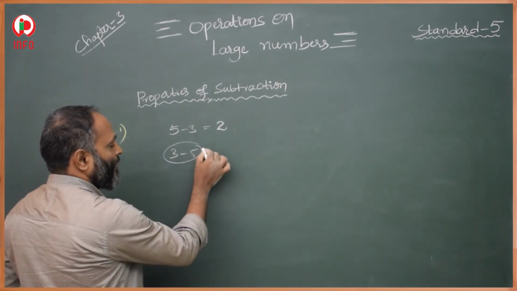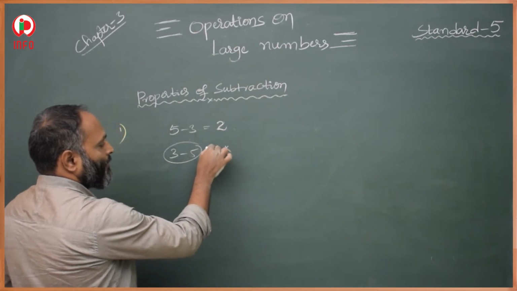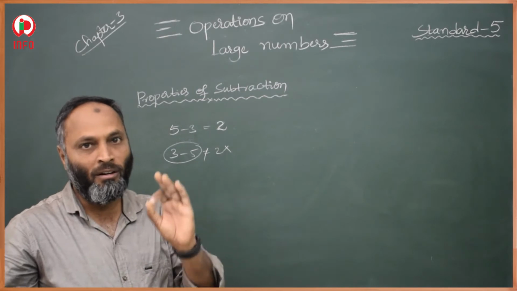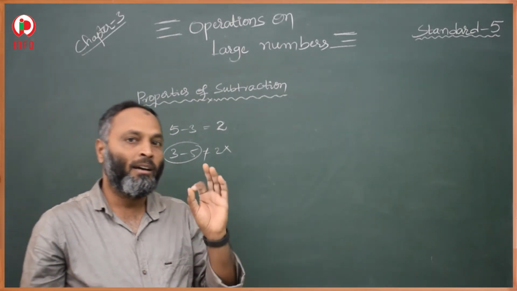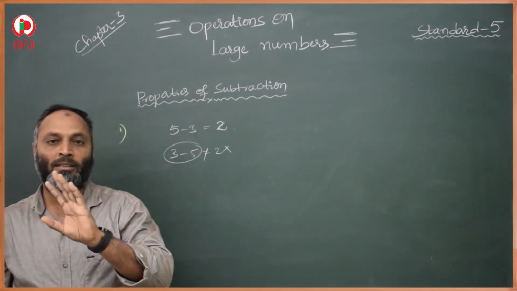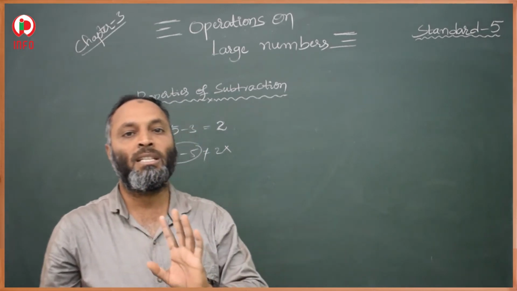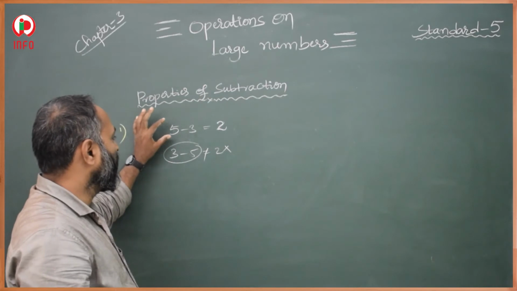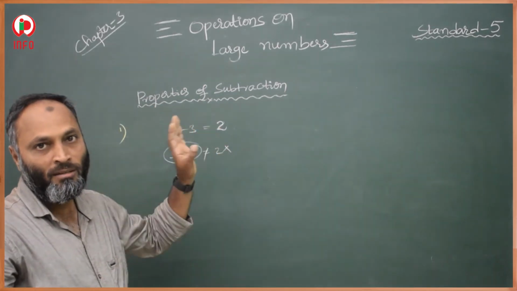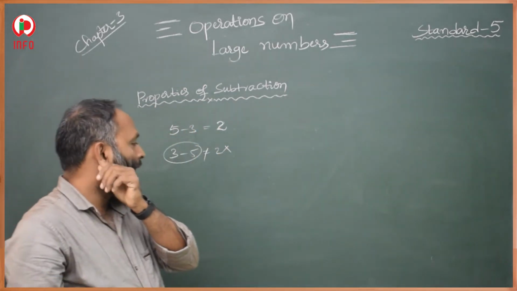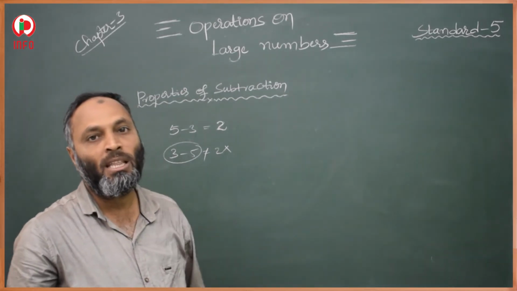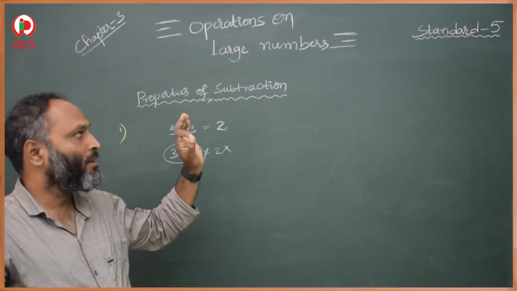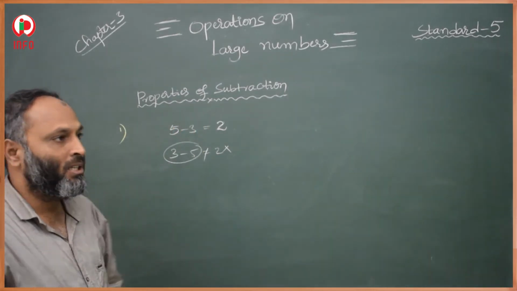No, it is not equal to 2. So in subtraction, whatever the order is, the order is constant. There is no change in the order. Why? Because in subtraction, the minuend is always bigger than the subtrahend. So that is why we cannot change the order of the subtraction.